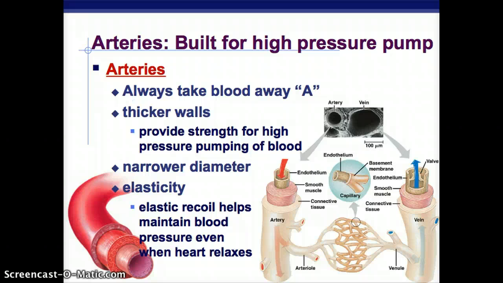All right, arteries, they're built for a high pressure pump, so they always take blood away. See, they start with A, think away. They have thicker walls, so they've got the strength for high pressure pumping of blood. They have a narrower diameter, which causes higher pressure, smaller area, and their elastic recoil will keep that blood pressure up even when the heart relaxes. It'll still keep the blood pressure going. So here you go. You can kind of see this double layer of thickness around, so we've got thick walls.